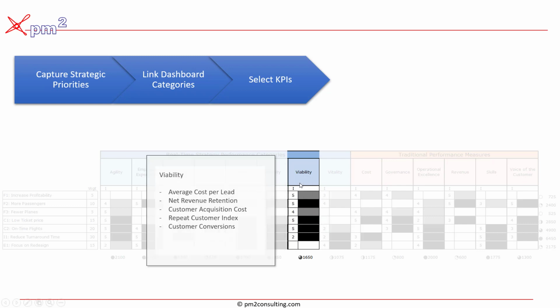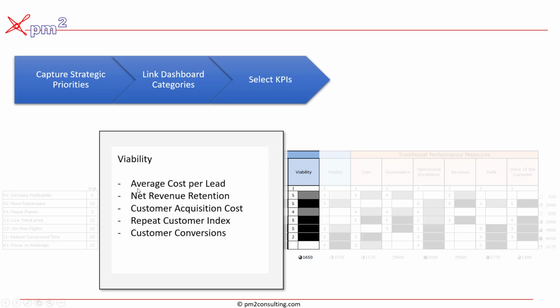So for something like viability, you might be looking at things like the average cost per lead, net revenue retention, the average customer acquisition cost, repeat customer index. In a case like this, it might be customer conversions from competitors and so forth.